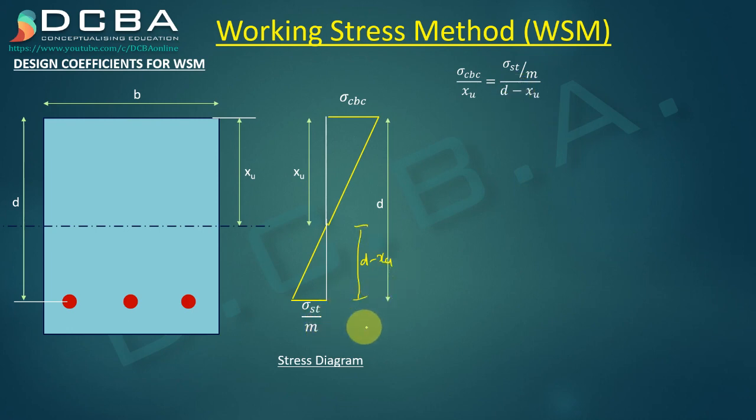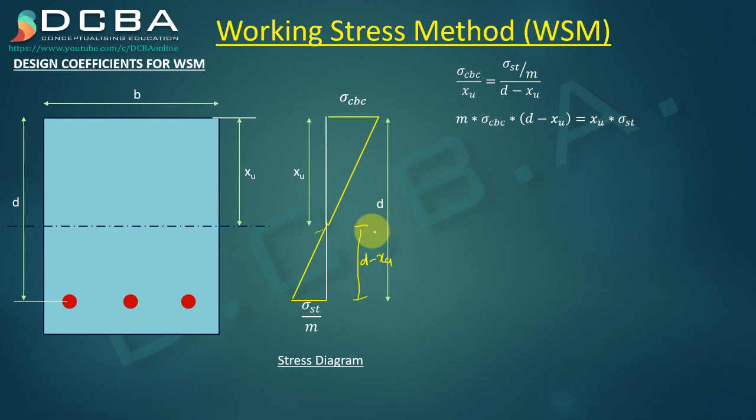And by the way, I can take the similarity of triangles only because I have divided the stress in steel by modular ratio. If I had not divided by modular ratio, it would not have been proportional to each other. It would have been something like this. Correct? I've just simplified it here, which is m into sigma cbc into d minus xu is equal to xu into sigma st.